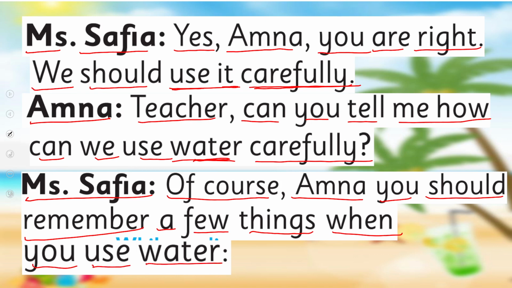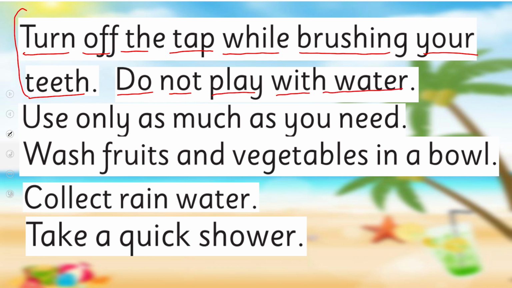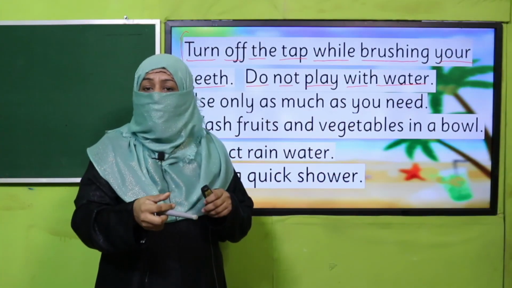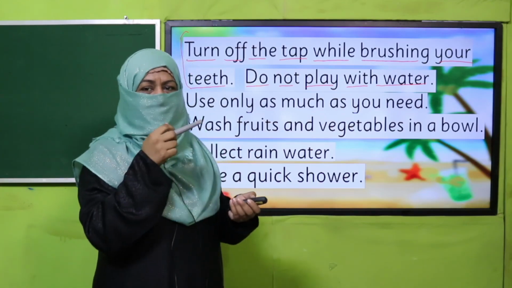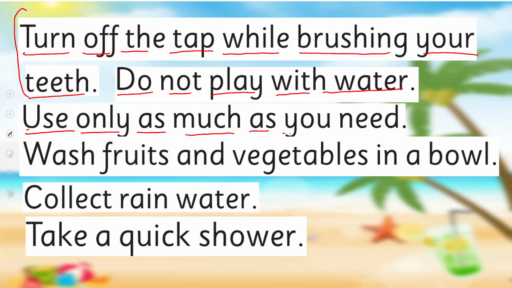So how can we use water carefully? Here we go. Here is the list. Number 1, turn off the tap while brushing your teeth. Do not play with water. Now you see, beta, when you are brushing your teeth, you have put the toothpaste on the brush. Now you are brushing, so you should turn off the tap. There is no need of water, so turn off the tap till the time you are brushing your teeth. Use only as much as you need. So whenever you are using water, use only as much as you need.